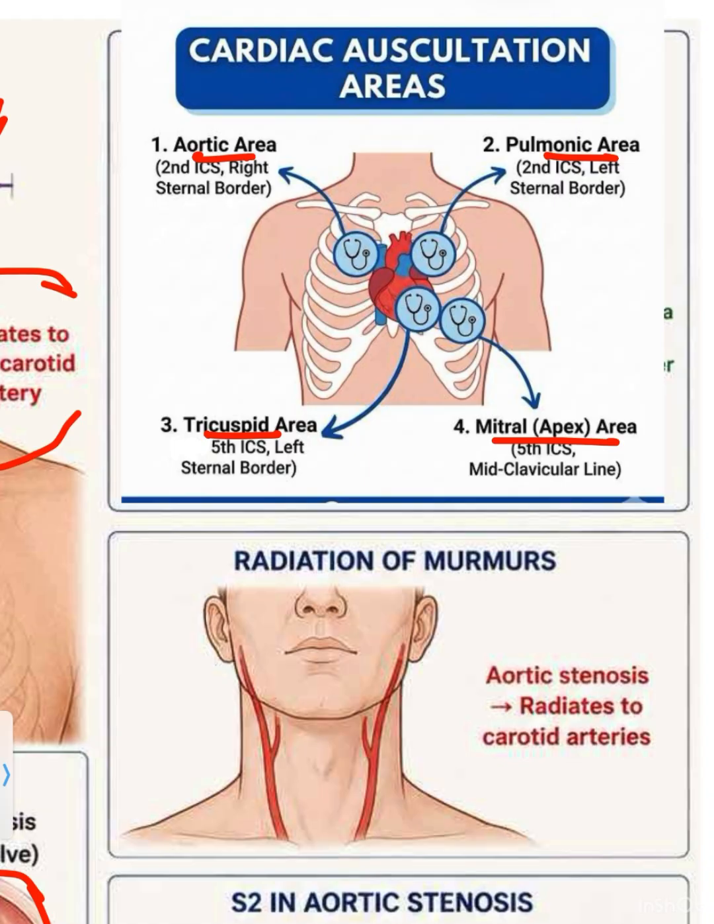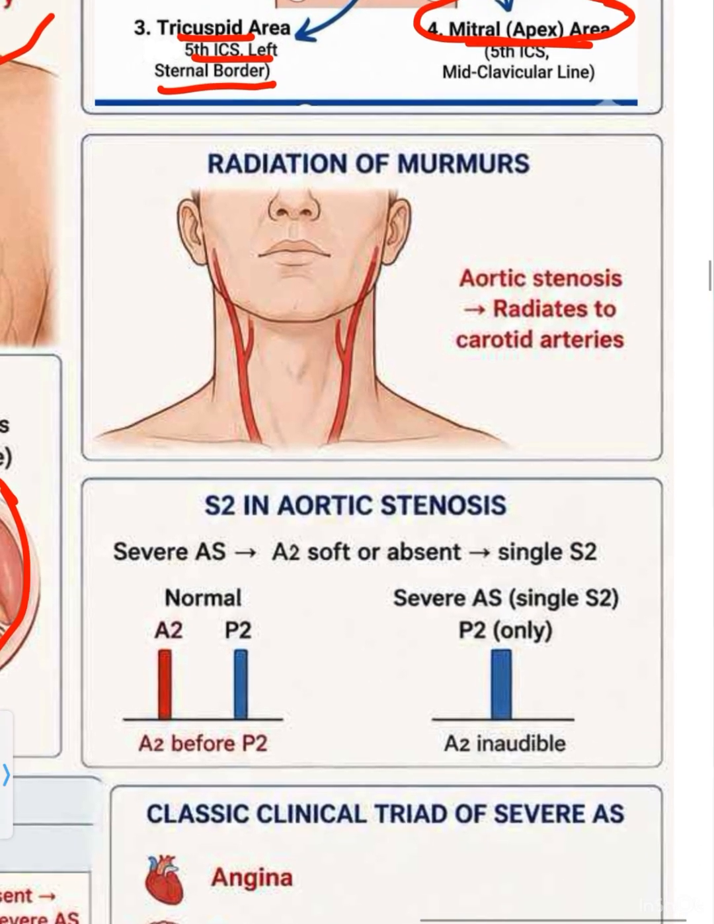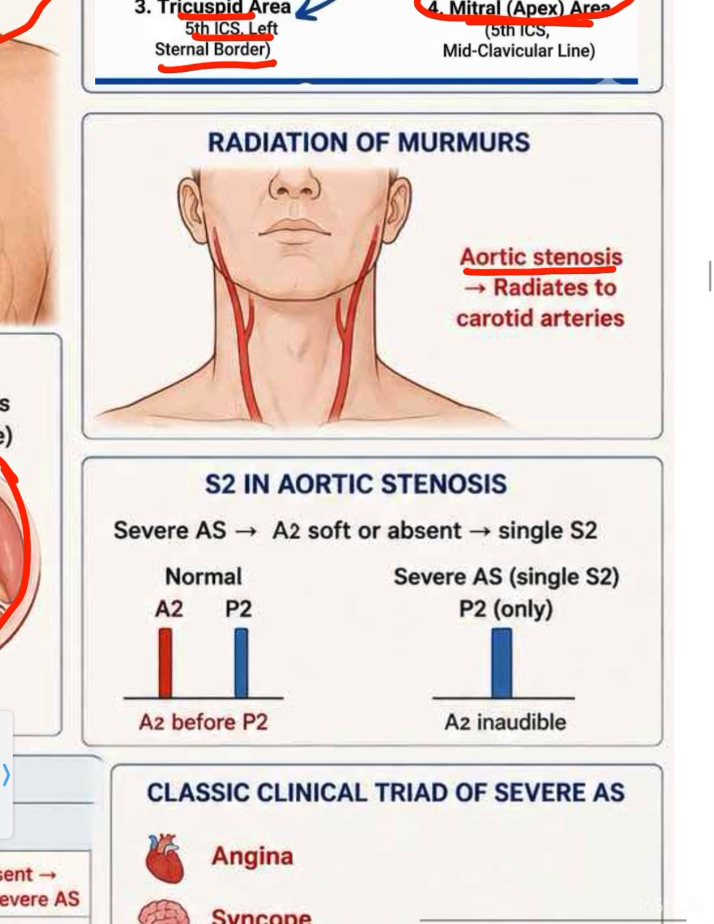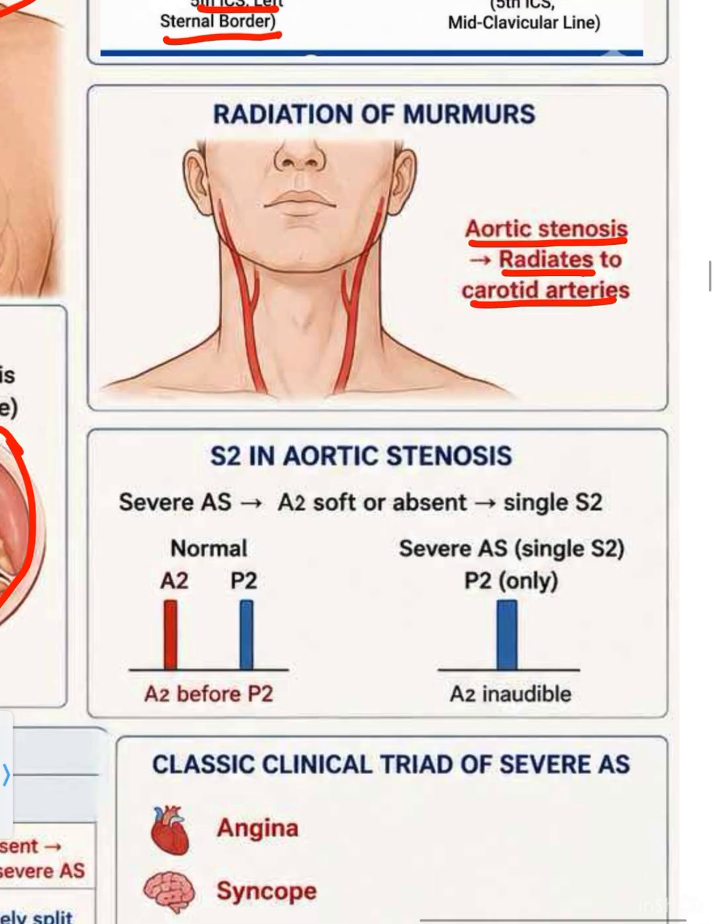The aortic area is in the second intercostal space, right sternal border. Again in the second intercostal space, but on the left sternal border, is the pulmonary area. Then in the fifth intercostal space, on the left sternal border, is the tricuspid area, while in the mid-clavicular line it is the mitral or apex area. Now, radiation of the murmur: in aortic stenosis, it will radiate to the carotid artery.